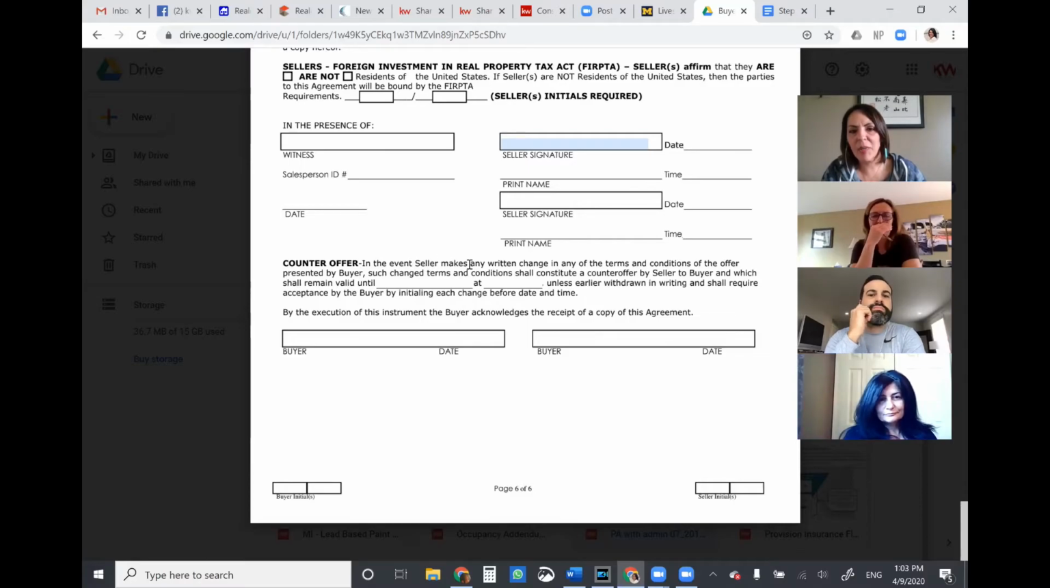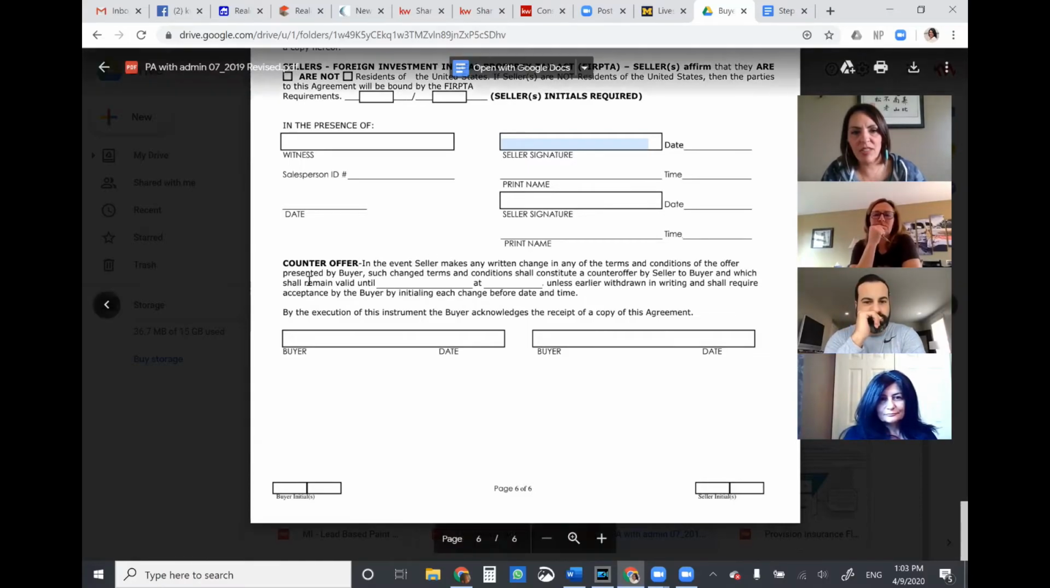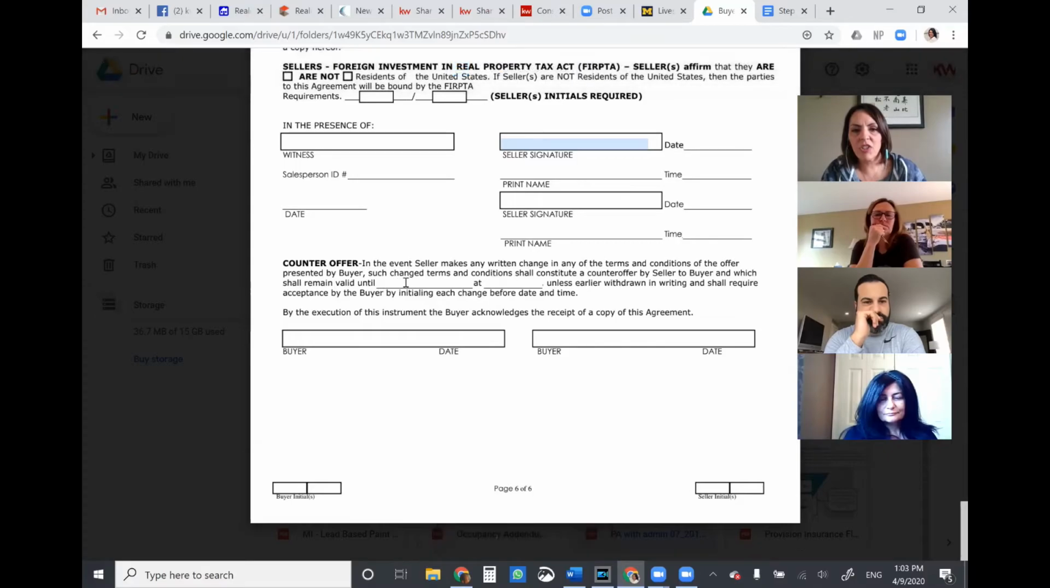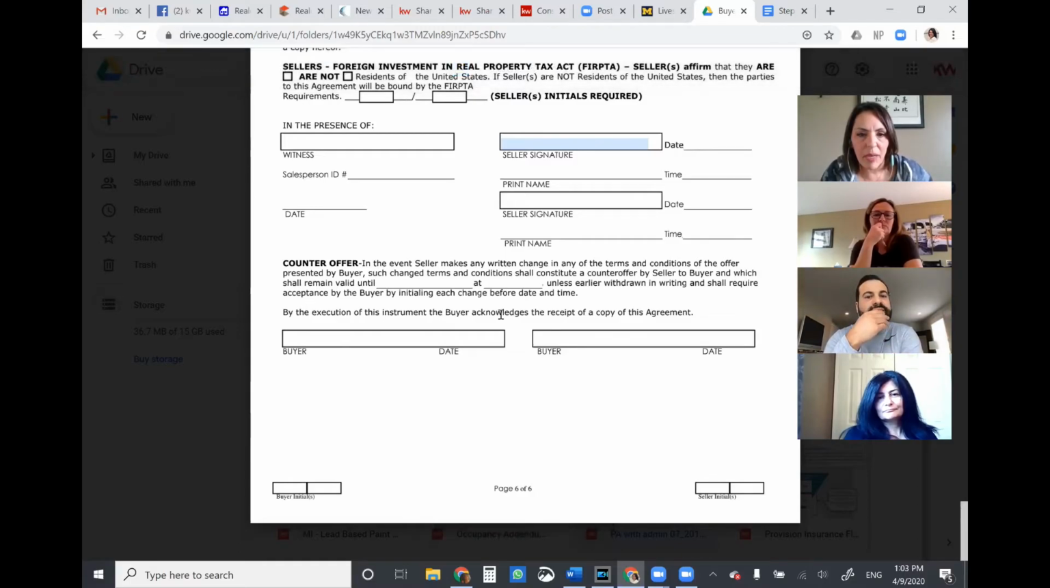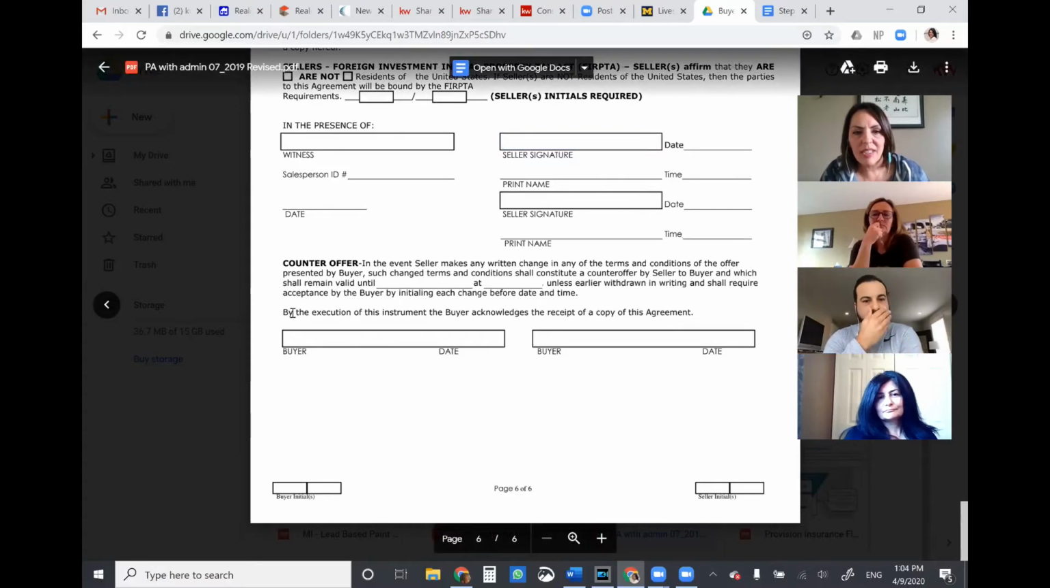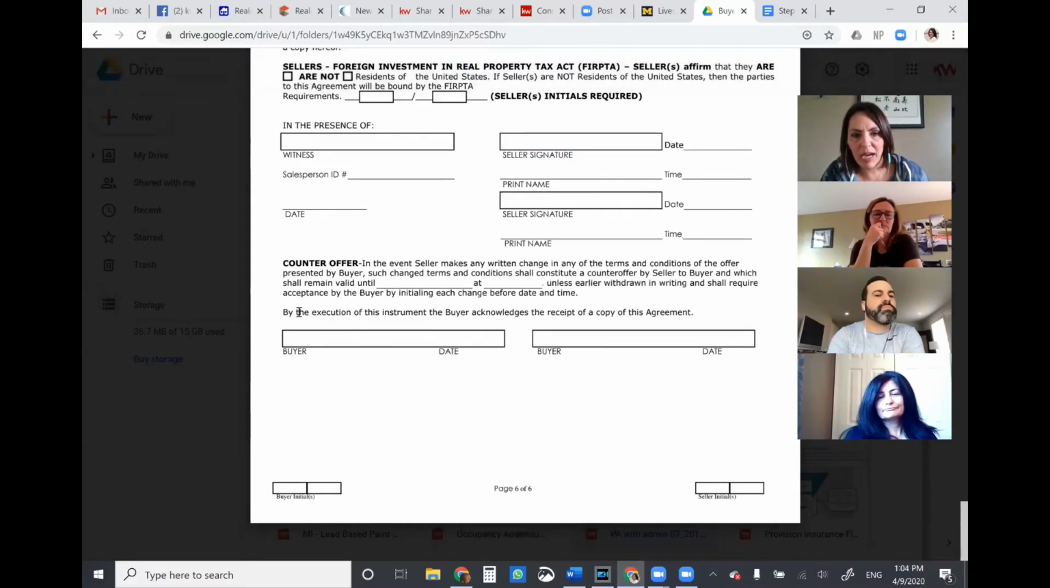In the event that seller makes any written change in any terms and conditions of the offer presented by buyer, such change terms and conditions shall constitute a counter offer by seller to buyer, and which shall remain valid until X, unless earlier withdrawn. By the execution of this instrument, the buyer acknowledges the receipt of a copy of this agreement. So it's this bottom line that says, by the execution of this instrument. It has nothing to do with the counteroffer part. Don't think it's part of the same sentence, the same paragraph, right?